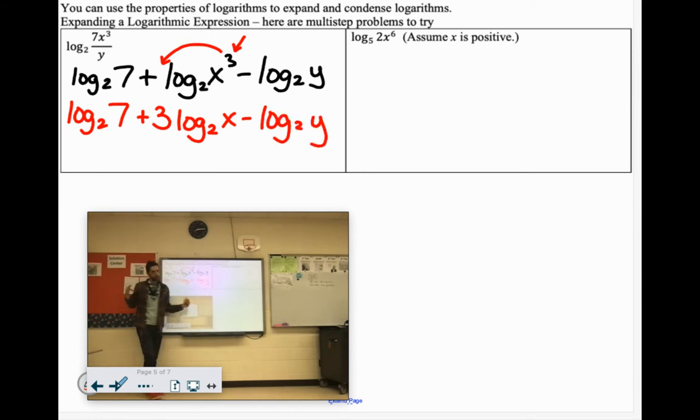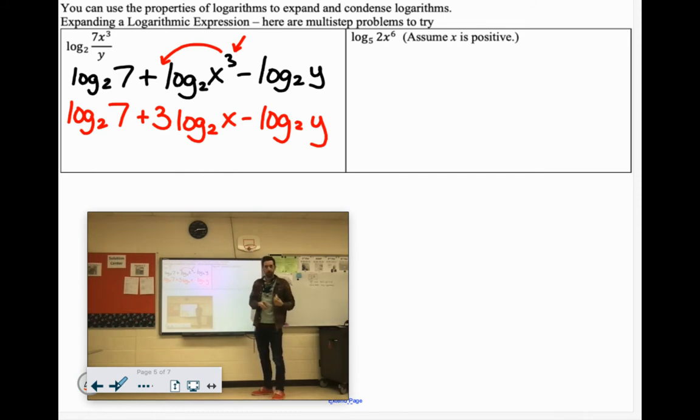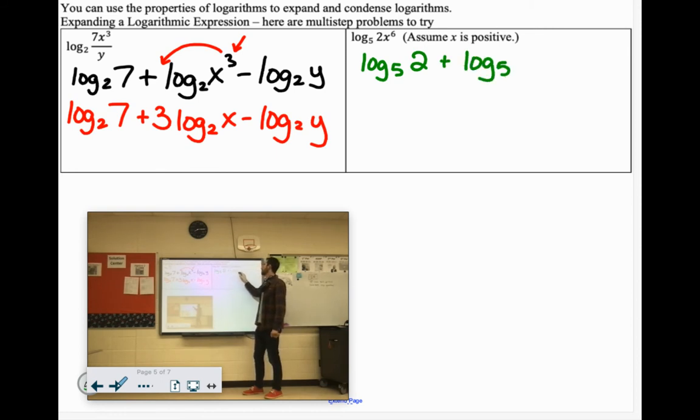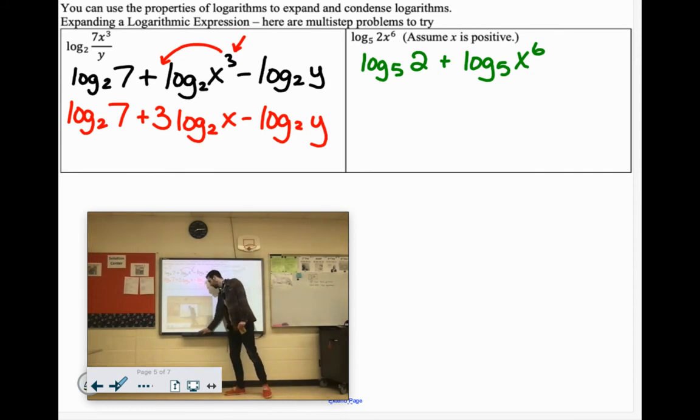We're stretching these out a little bit. So here we have log sub 5, 2x to the 6th. Now the 2 is being multiplied with the x to the 6th, so that would go with addition. So we can say log sub 5, 2 plus log sub 5 x to the 6th. Anything else we need to do here? Of course, because why would I ask if there wasn't?